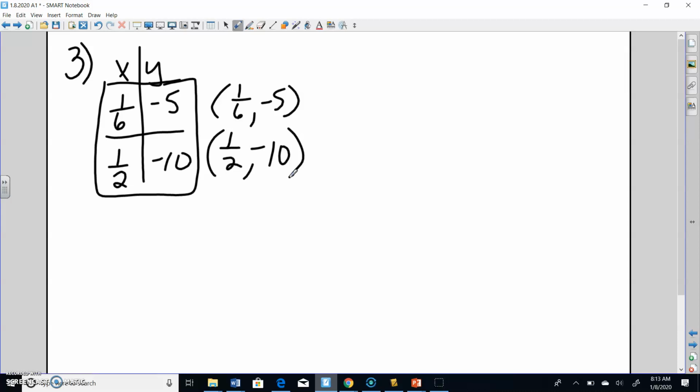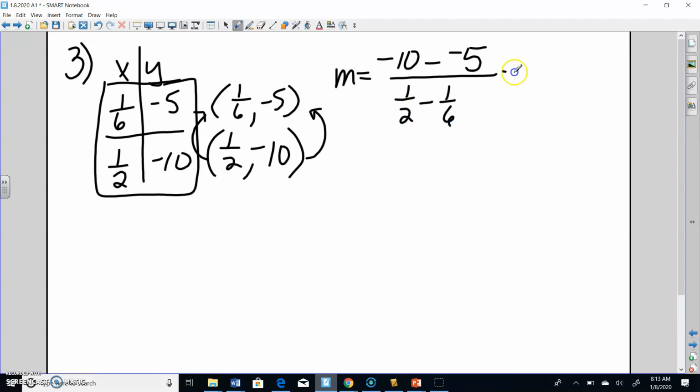So that's going to be y2, -10 minus -5. And then right here, there's my x2 minus x1, so that's 1/2 minus 1/6. Minus a negative makes it positive, but we still have more negatives than we do positives, so that's going to be a -5. And then 1/2 minus 1/6. Go use your calculator.